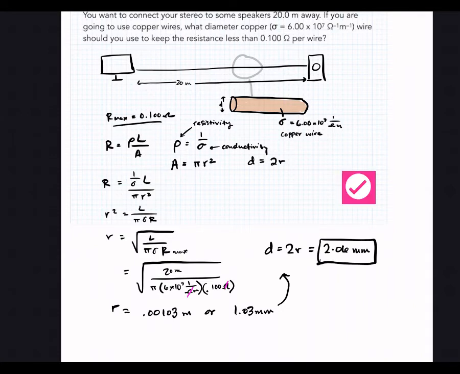Now, does 2.06 millimeters seem reasonable for a copper wire that runs from your TV or your speaker to your stereo, or stereo to speaker, or TV to speaker? Yeah, that seems about right. If you look at wires in your house, they tend to be around this size. So this is going to be our answer.